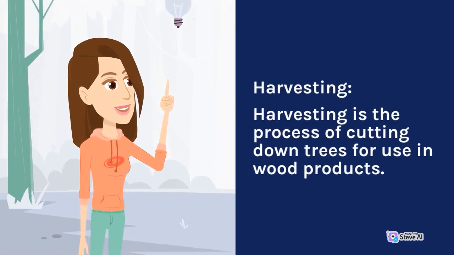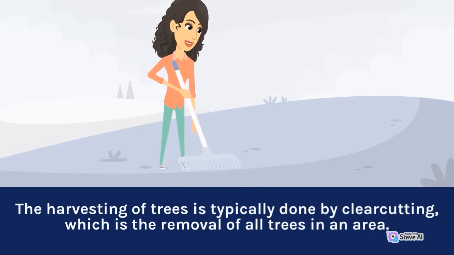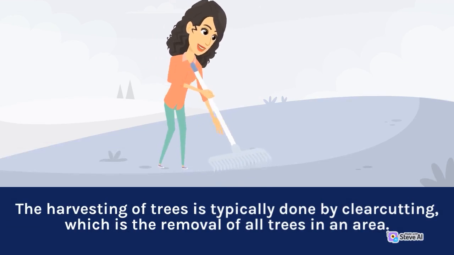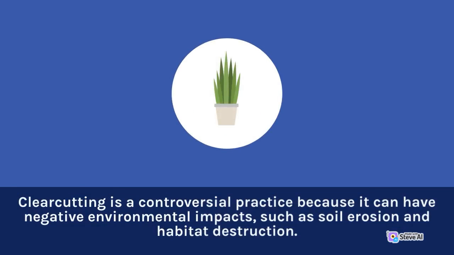Harvesting. Harvesting is the process of cutting down trees for use in wood products. The harvesting of trees is typically done by clear cutting, which is the removal of all trees in an area. Clear cutting is a controversial practice because it can have negative environmental impacts, such as soil erosion and habitat destruction.